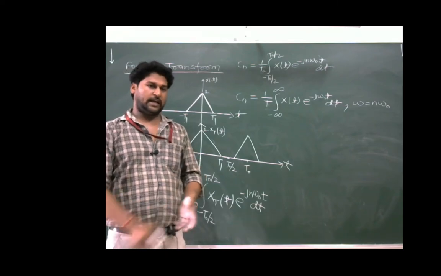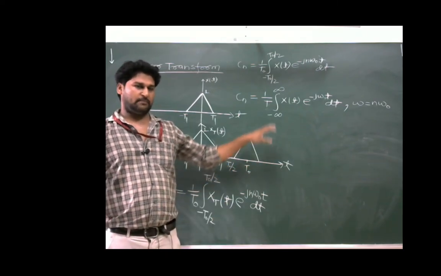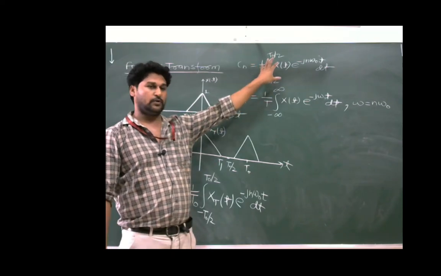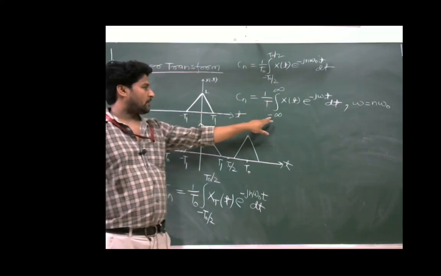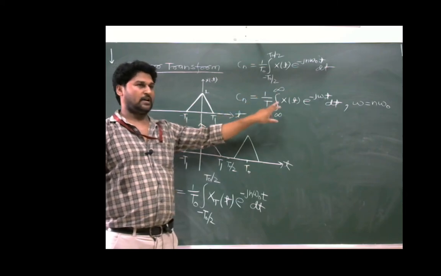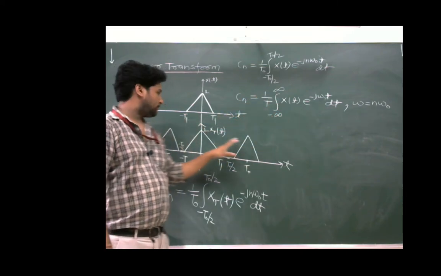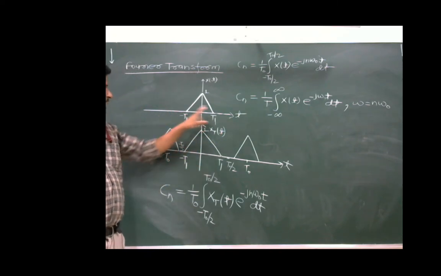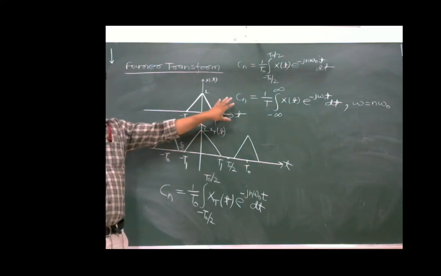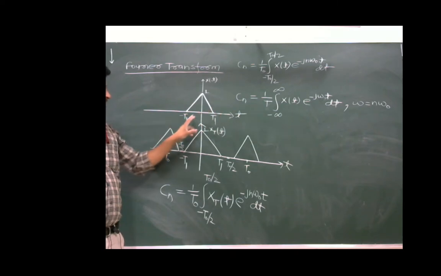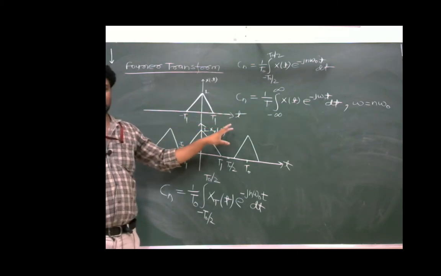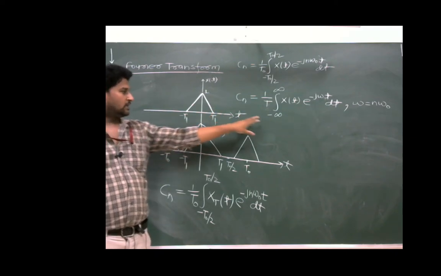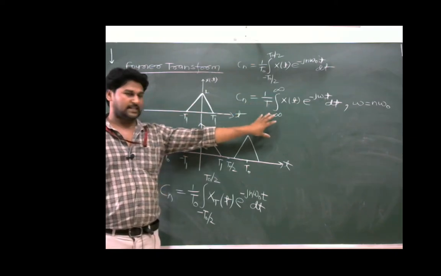Look at it again. Why did we replace the limit from minus t naught by 2 to plus t naught by 2 with the limit from minus infinity to plus infinity? Because if we integrate this signal from minus infinity to plus infinity, or from minus t1 to plus t1, it will result in the same value, because for the remaining values of this limit, this signal will result in 0.